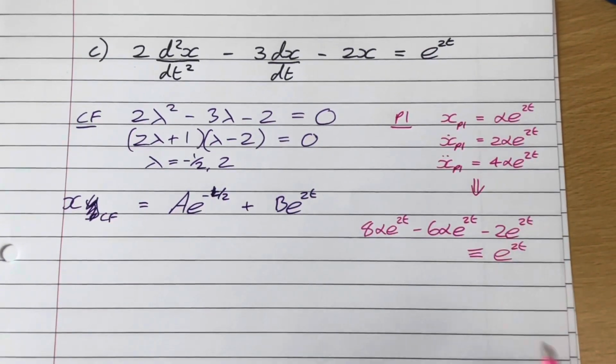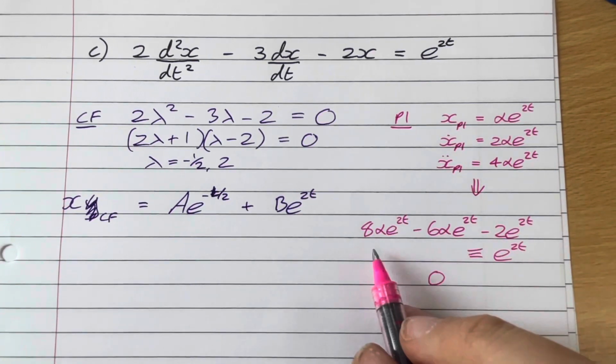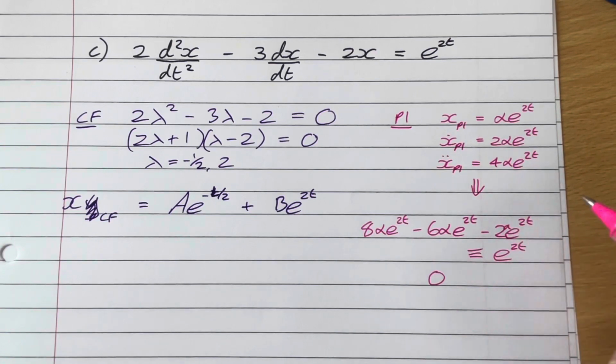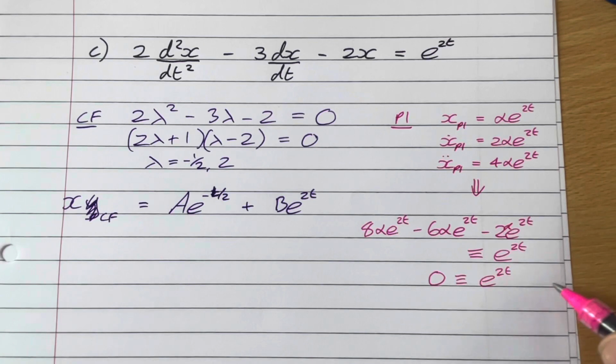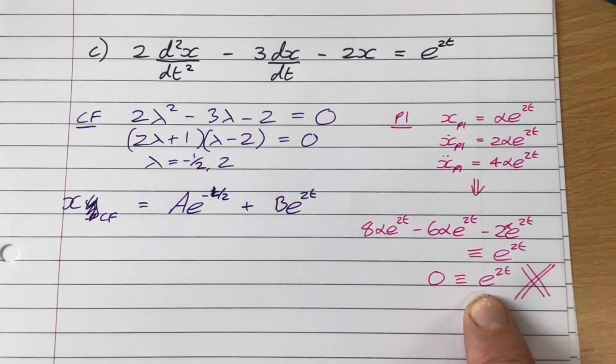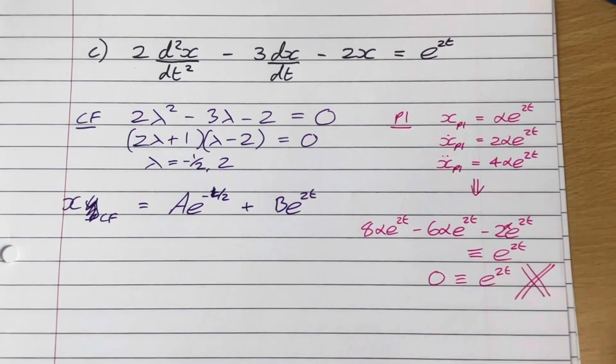Okay, all right, simplify the left-hand side. That's going to give me 0, because I've got 8 minus 6 minus 2, so it's none of those. Oh, there's an alpha in there as well. Is identical to e to the 2t. Hold on, that is an issue. There's a contradiction there. 0 can never always be equal to e to the 2t, so that is a problem. This is a case where our particular integral has failed.